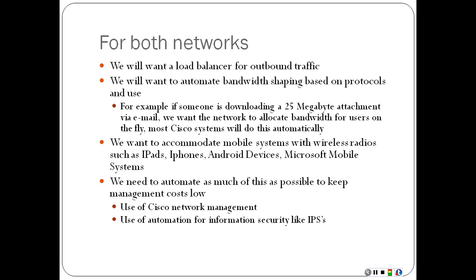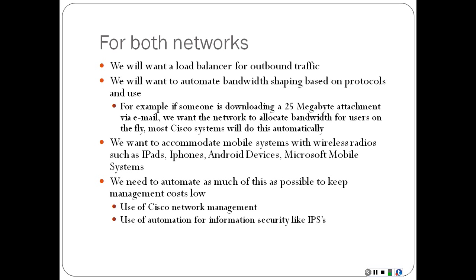We want to make sure that the network will allocate bandwidth for users on the fly. The good part is that most Cisco systems will do this automatically, and so will a lot of F5. They're really famous for load balancing, right? That will help us accommodate all the mobile systems, iPads, iPhones, and all the rest. So we want to automate as much of this as possible.